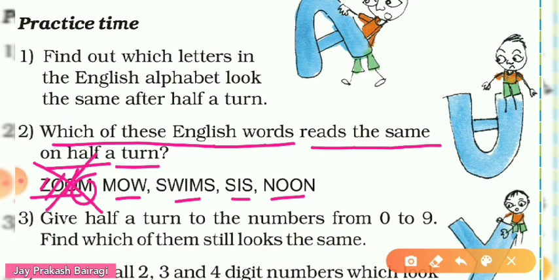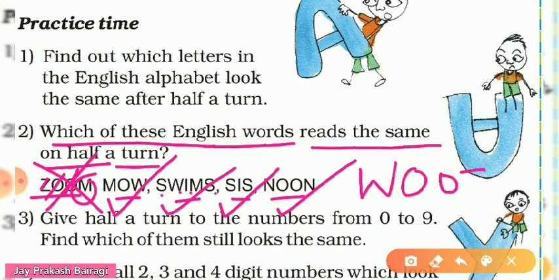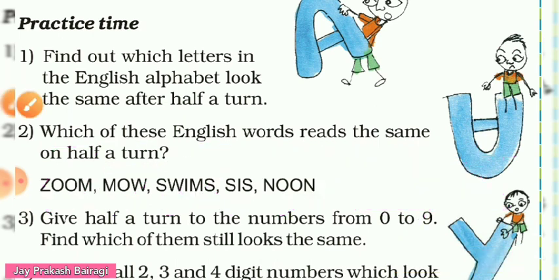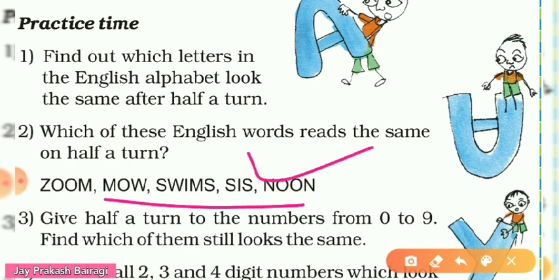Now second is MOW. If you write MOW in half a turn, it will look the same. Similarly, SWIMS will be the same. SIS, yes, it will be the same, and NOON also will look the same, but only ZOOM will not show. How will it look? Let me write this. It will look like this: W, then double O, then Z. So it is looking like this, and here it is written ZOOM. So the first picture was not the same, and the others look the same.